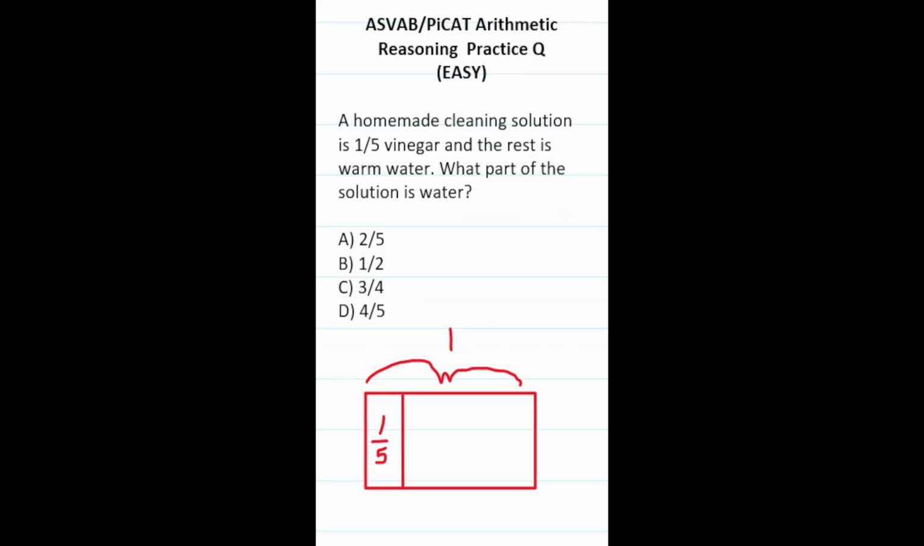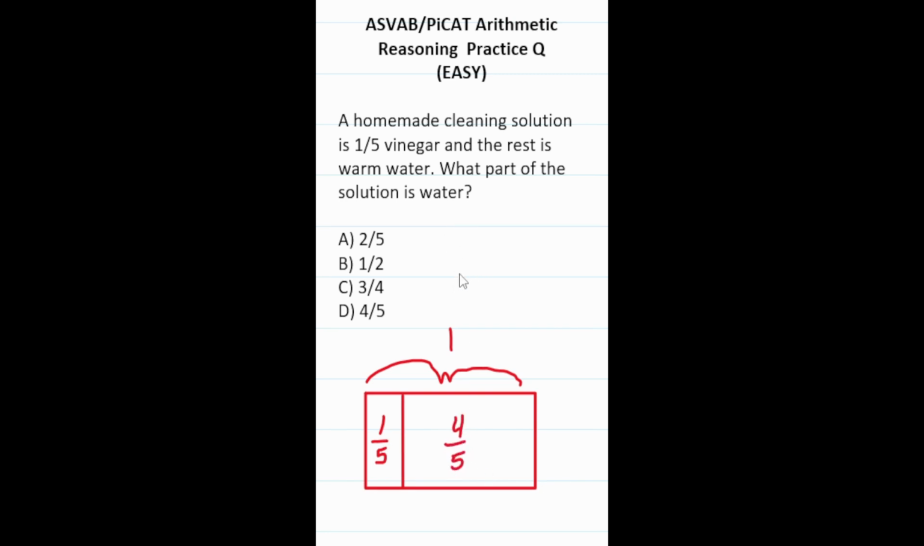This ASVAB PiCAT arithmetic reasoning practice test question says a homemade cleaning solution is 1/5 vinegar and the rest is warm water. What part of the solution is water? So if you can't solve this one mentally, try to picture it like this. Here's our bucket with our cleaning solution. It's 1/5 vinegar. That means it's going to be 4/5 water.